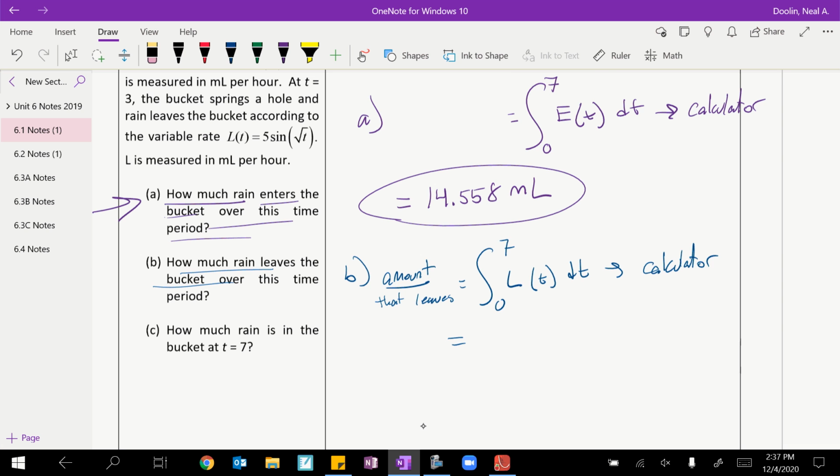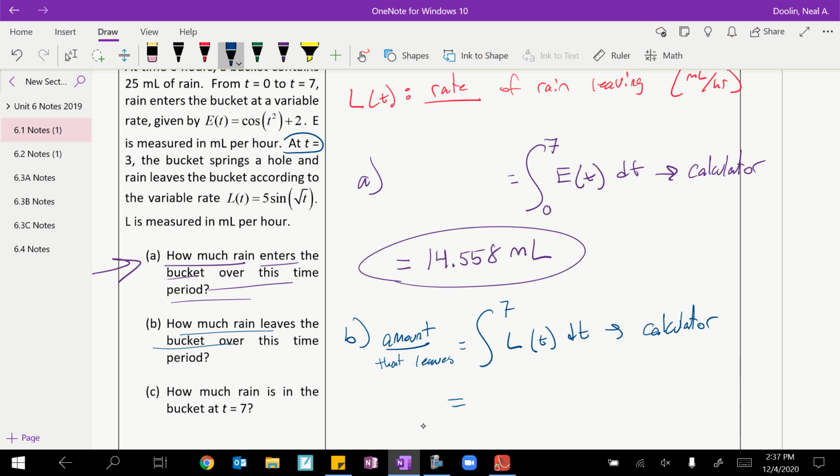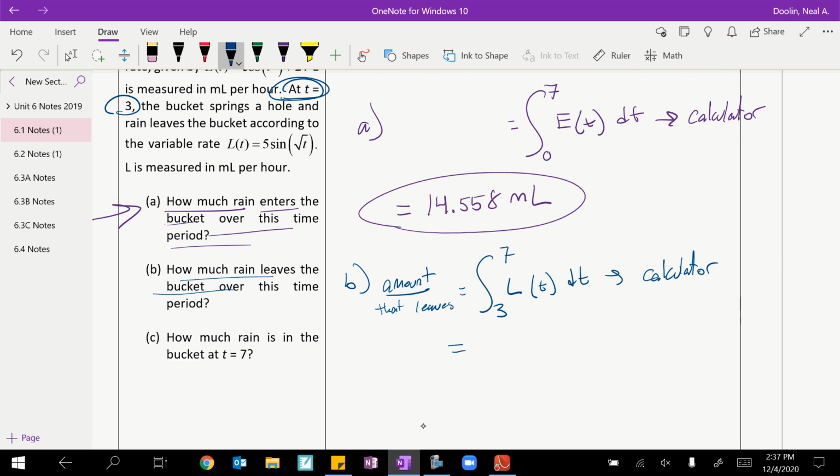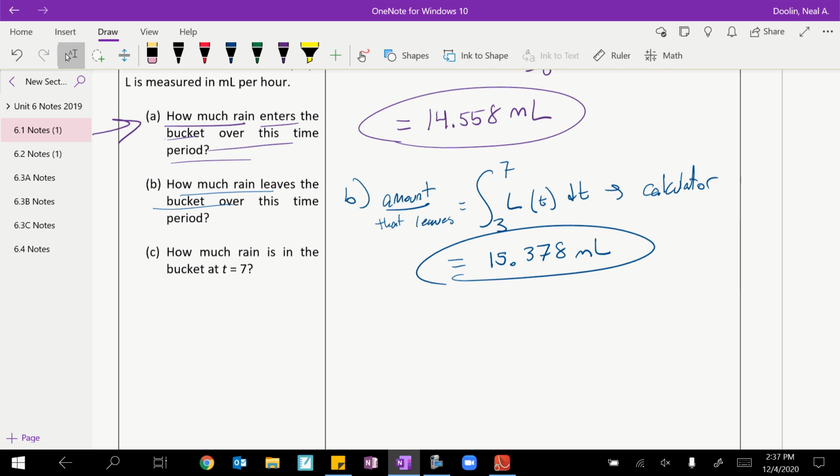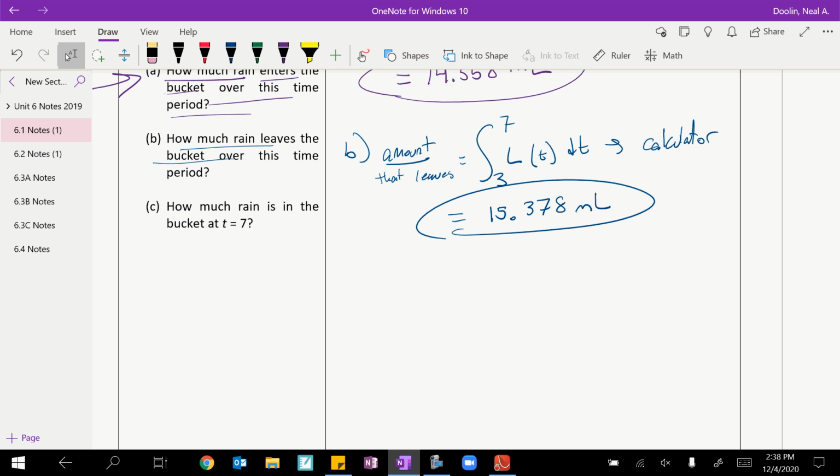At time 3, the bucket springs a hole. That's why we have to integrate from 3 to 7. And our calculator gave us the accumulation of change there. The accumulation of the amount that left was a little over 15 milliliters. So, how much rain is in the bucket at the final time? Well, we would need the initial amount plus the amount that came in minus the amount that left, the amount that leaked.